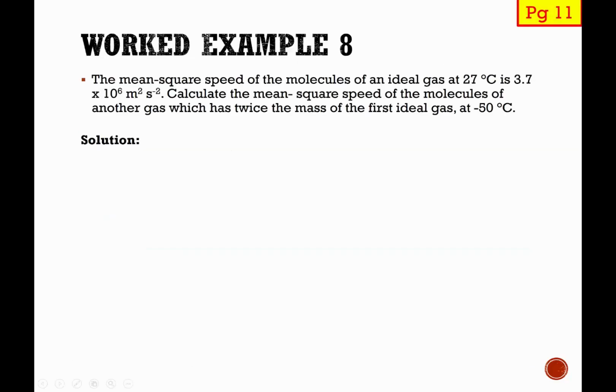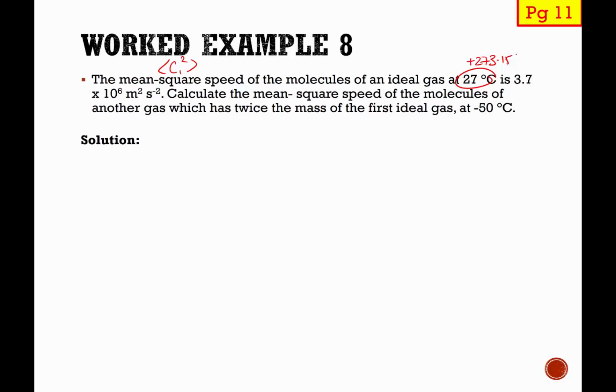And then for example 8, we have the mean square speed, which is basically the bracket c square, of the molecules of an ideal gas at 27 degrees Celsius. So for 27 degrees Celsius, you must take note that you need to convert it into absolute temperature, so add 273.15. Okay, given to be 3.7 times 10 to the power of 6 meter square per second square.